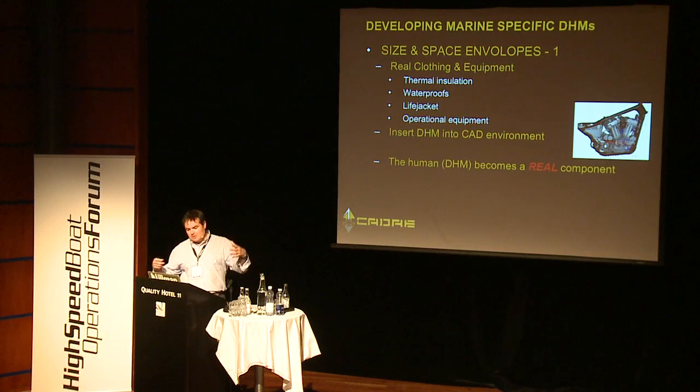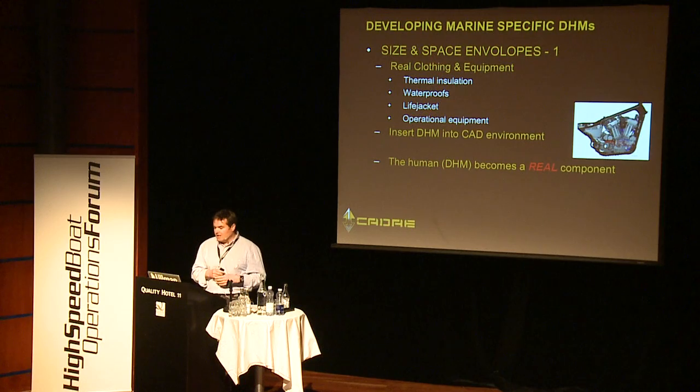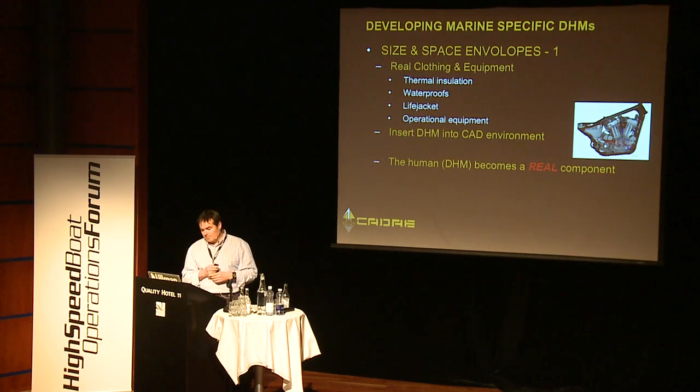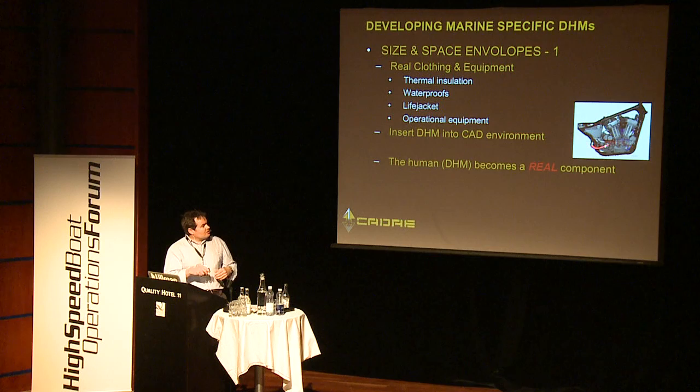So, to say, it's about size and space envelopes. The ability to get that real clothing or the real sizes actually into the CAD world, as it says there: thermal protection, waterproof, life jackets, and then you add on the operational equipment as well. Here's an example of some CAD design where you take a number of components, and within this you've got red lines where various integration is going on of putting all the components together. By making the human a component in your CAD design process, you have a better visualization and identification of how to actually do that effectively.